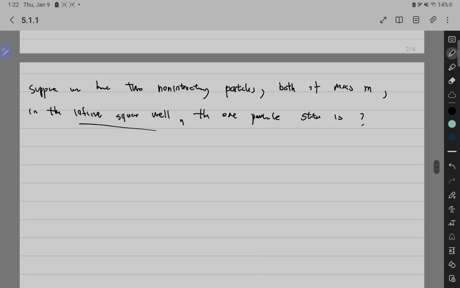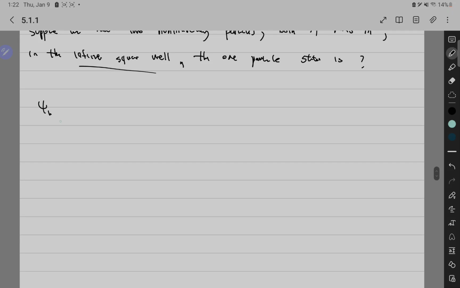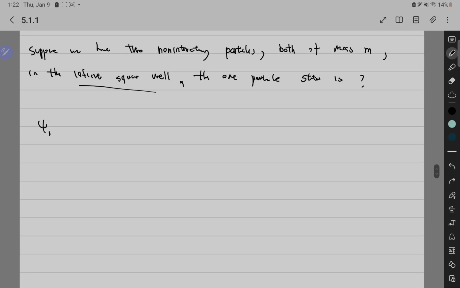Recall that the solution to a particle in an infinite square well is something you should be able to remember. So phi n, I'm writing down the solution to a particle in an infinite square well: the square root of 2 over a, times sine of n pi over a x, where the energy E n is equal to n squared k.